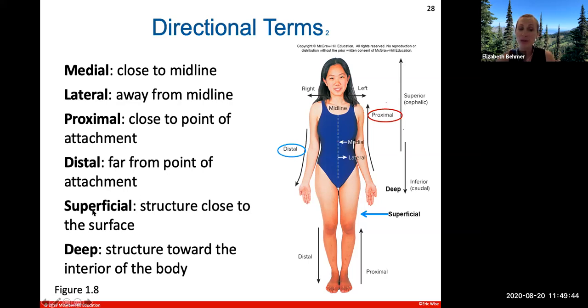And then superficial and deep are also really important, especially when we talk about skin structures, or if we were dissecting for real in a face-to-face environment. Superficial structures are closer to the surface and deeper structures are toward the interior of the body. So your skin is superficial to your bones because your skin is a surface structure. Your stomach is deep to the liver, it's right behind the liver. Your intestines are deep to your belly button. I always use the belly button, that seems like a good example to me.